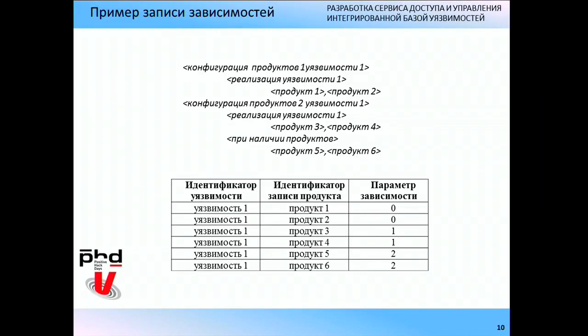The first configuration, realization of vulnerability, products 1 and 2, is simple. And the second configuration, 3 and 4, depends on having products 5 and 6. Therefore, in the table it is shown that the dependency parameter in the first configuration for products 1 and 2 is equal to 0. For 3 and 4, it's 1. For 5th and 6th, it's 2. I mean, the dependency parameter is 2. So we clearly define whether products are linked to each other or not.